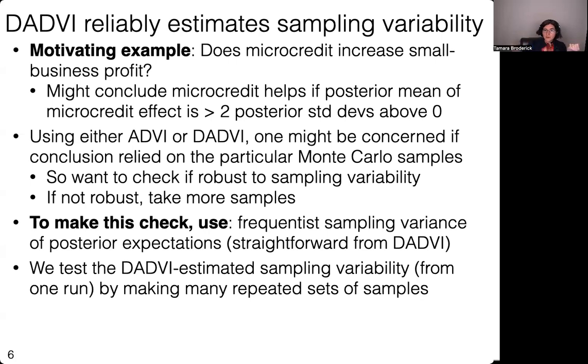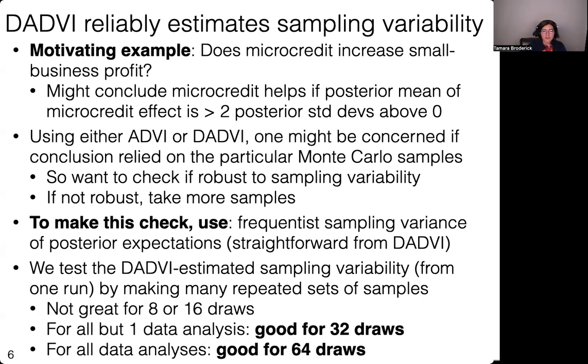What we're going to do in our experiments, just for this paper, you would never do this in real life, is run DADVI many times with many different samples, and check whether this estimate of sampling variability accurately reflected what happened with the actual samples. And we find that it does for a reasonable number of draws.